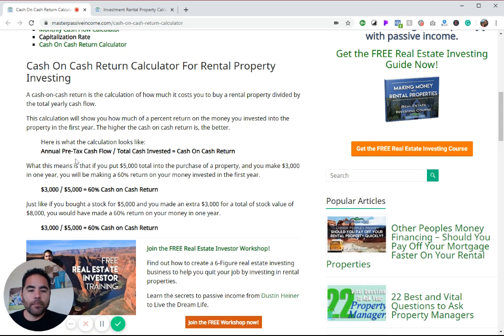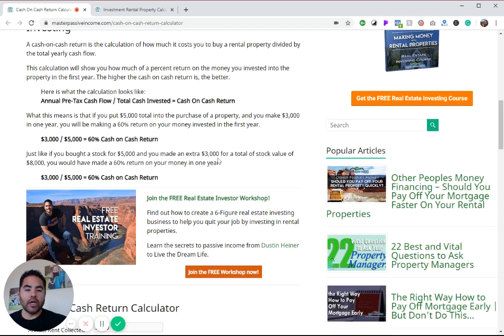So the cash on cash return is basically your rate of return for the amount of money that you put into the property in the first year and the amount of money that comes back from your property into your pocket in that first year as well. So you take your annual pre-tax cash flow, how much money you make in rents and passive income, divided by the total cash invested, and that is your cash on cash return.